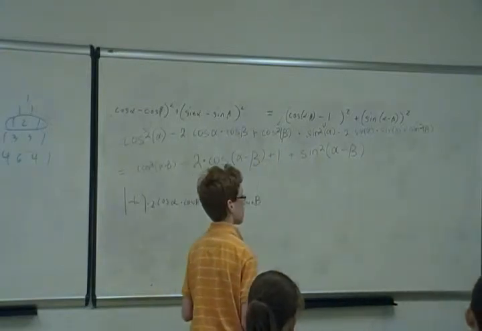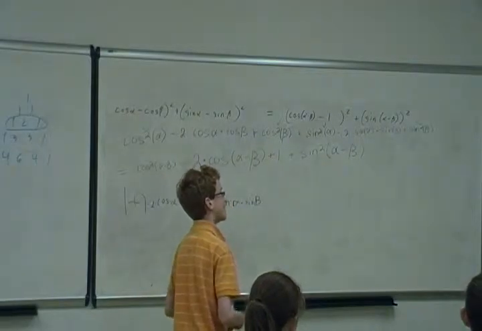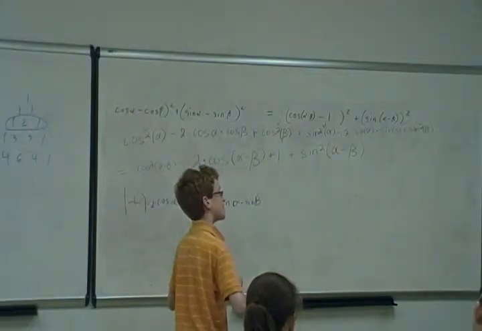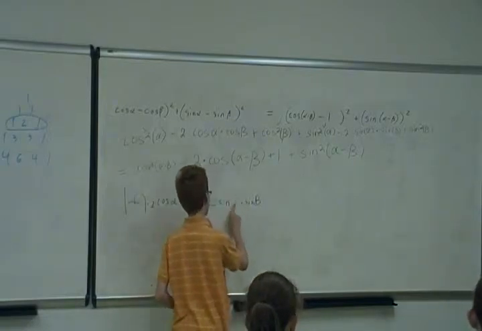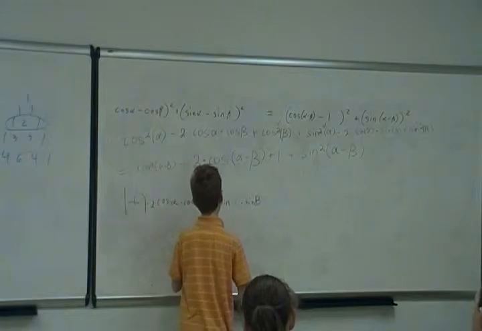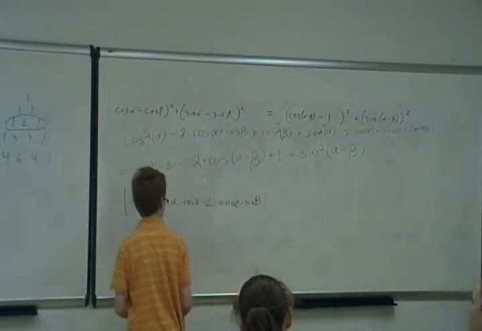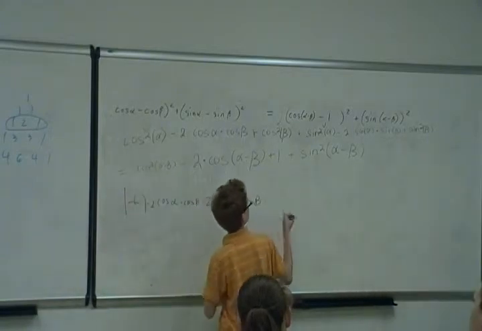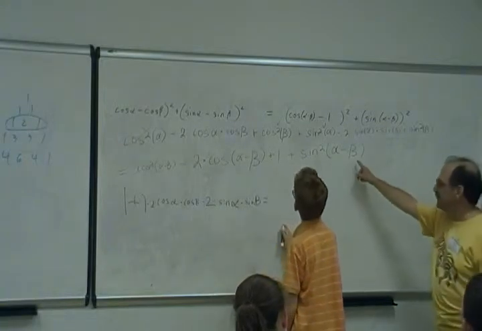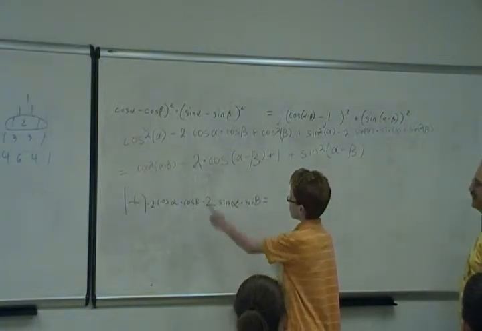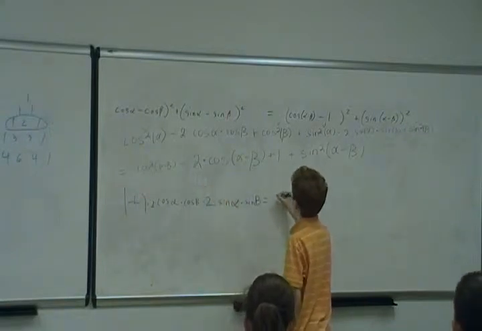Handwriting. Alpha is drawn starting at the top right and come down there. Beta is drawn starting at the bottom and going up. Okay? Looks much better. Equals. How can you simplify the right-hand side? This stuff.